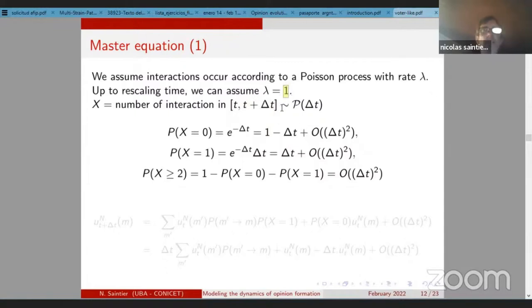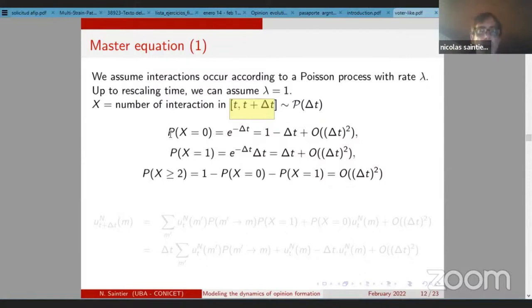This just means that the expected number of interactions in a small time window of length delta t is delta t, only that, okay? If we put lambda equal to two, we would have that in this time window of length delta t, the mean number of interactions will be two times delta t. So you see that you only fix the speed of the dynamic, okay? So we put the rate equal to one because it's easy.